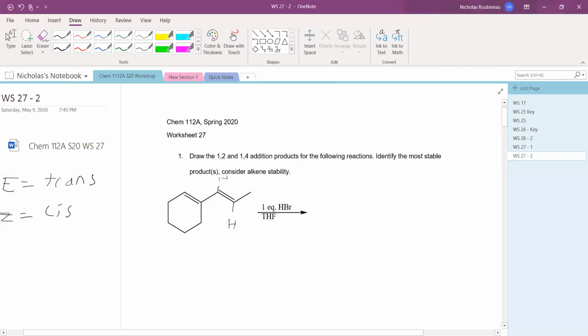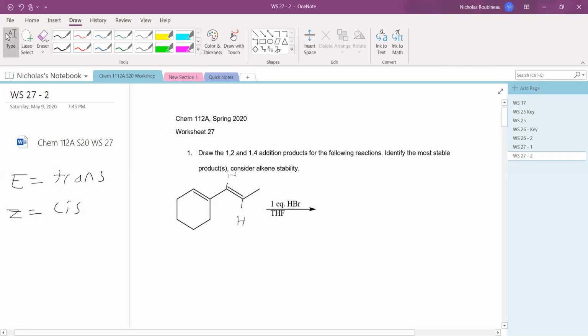So E is trans and Z is cis, and like Michael said, you can remember that because you can say Z, same side. And then if you want, E, opposite kind of rolls off the tongue a little bit, but Z same side is probably better to remember than E opposite.